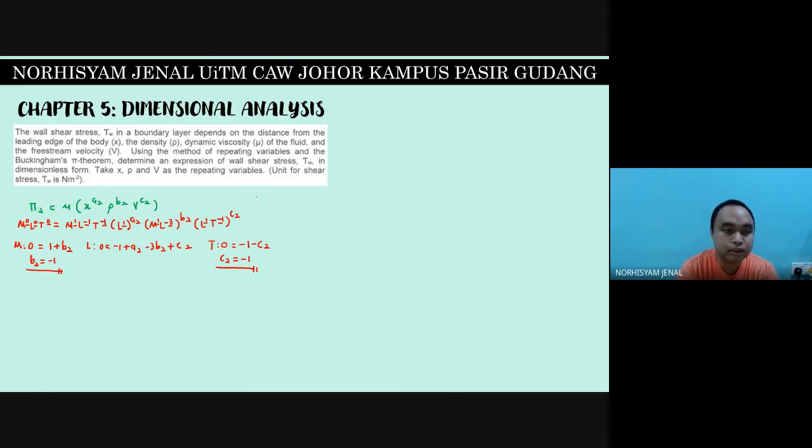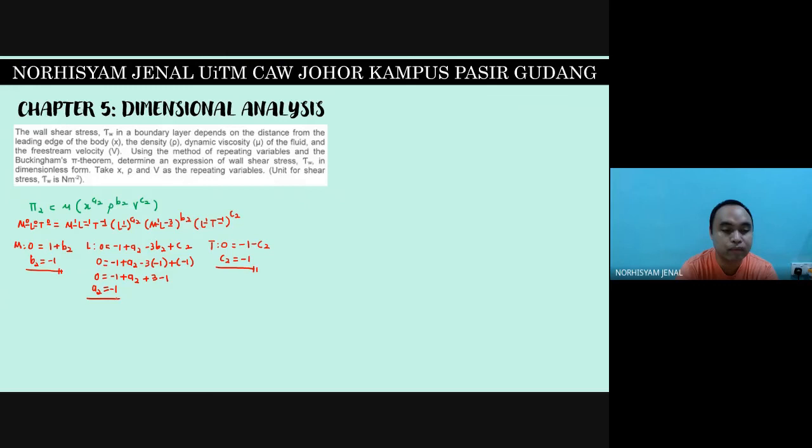Alright. So then we fill up this answer. So it is 0 equals -1 plus A2 minus 3 times -1 plus -1. So we have 0 equals to -1 plus A2 plus 3 minus 1. 3 minus 1 is 2. 2 minus 1 is 1. So A2 equals to 1.